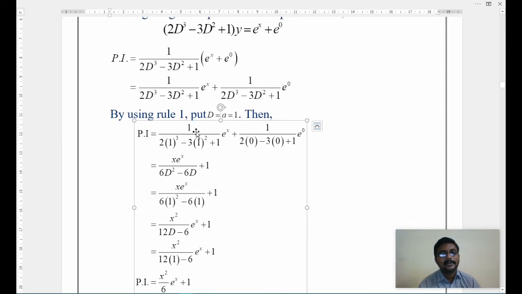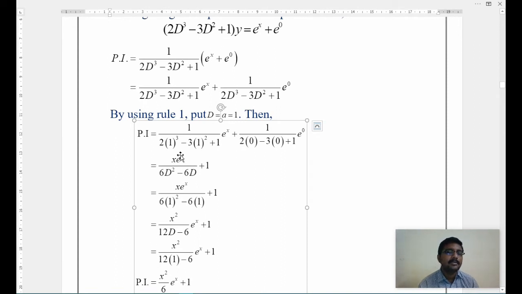Minus 3D^2, the derivative is minus 6D, into e^x. Plus, while putting D equal to 0 we are getting a non-zero number, that is 1. That is 2 into 0 cubed minus 3 into 0 squared plus 1, that is 1 by 1, which is 1. 1 into e^0 is 1. So plus 1. So x e^x by (6D^2 minus 6D).